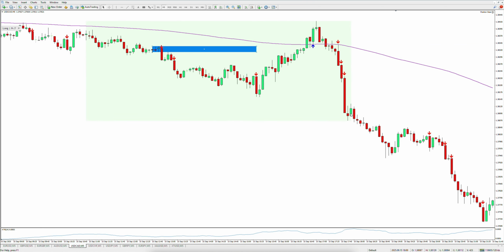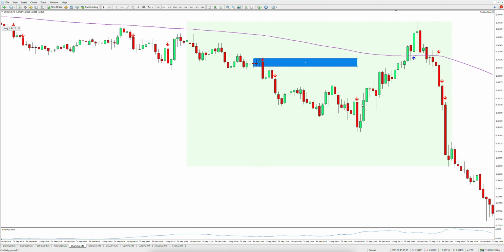Let's take a look at another one. So yes, you could say here's a zone as well, but you were not triggered and the zone was invalidated. So what makes a zone invalid? If price comes and breaks the opposite side. So if price action had come up through this zone and broke out here and then continued down, this zone would no longer be valid.